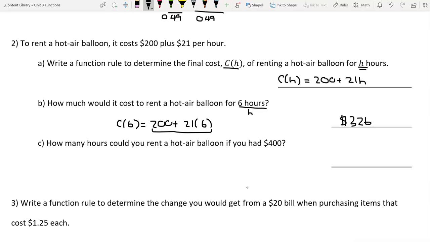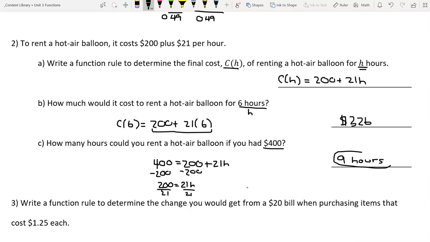Okay? How many hours would you rent a hot air balloon if you had $400? You cannot plug 400 in for H because this is not talking about hours. Instead, it's going in for C of H because it's the cost. So I'm going to have 400 equals 200 plus 21H and solve for hours because I need how many hours? So I better solve for H. Subtract 200, subtract 200, 21H equals 200, and divide by 21. So I get about 9 hours. For 9 hours, I could get 9 hours worth for $400. Okay, don't round up because then you'd go over. Cool? So that is how you do your generic ones.